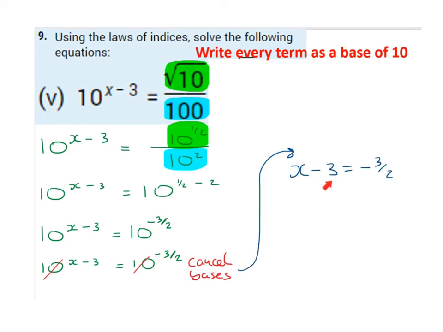So we have x minus 3 equals minus 3 over 2. We want to solve for x, get x on its own. So we take the minus 3 over the equal sign, it becomes plus 3. So x is now equal to minus 3 over 2 plus 3, which gives us 3 over 2. So x is equal to 3 over 2.